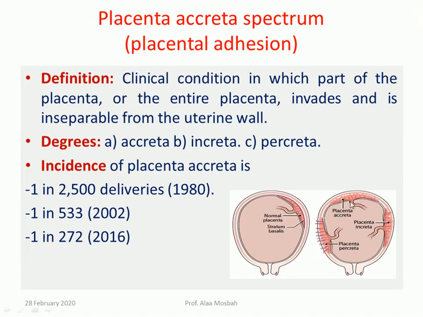As you see, these are the 3 types of placental adhesions: placenta accreta, adhesion to the superficial muscle layer; increta, invasion of the muscle wall of the uterus; percreta, invasion of the peritoneum and the nearby organs like bladder. So this is accreta, this is increta, this is percreta, and this is normal placenta in the other picture.